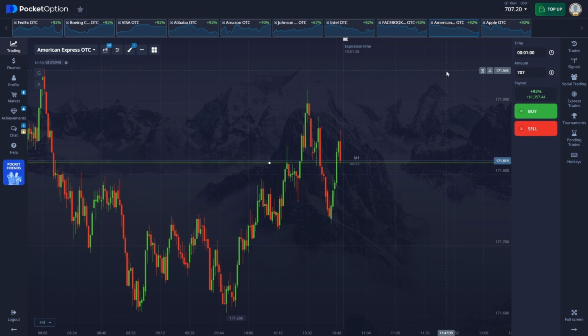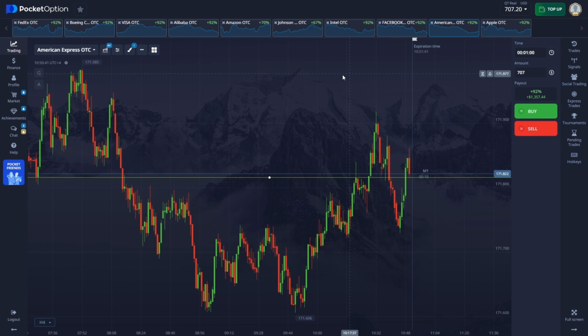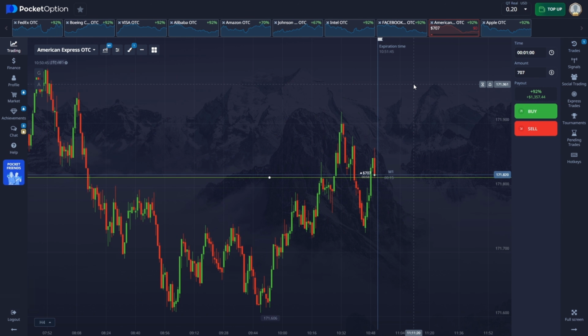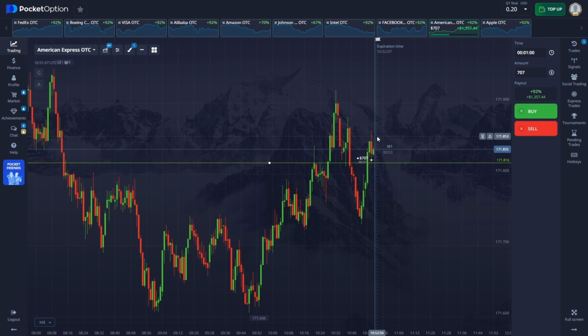On American Express OTC, we have a trade for an upside move. I already took a trade here and won, so I placed another trade for the upside move on American Express OTC worth $707 from the same level where I took the previous trade. You'll see that the candle is also taking support from that level. Currently, the trade is going in our favor, but we still have 35 seconds left. You will notice that the candle broke the level and converted the resistance into a support level.